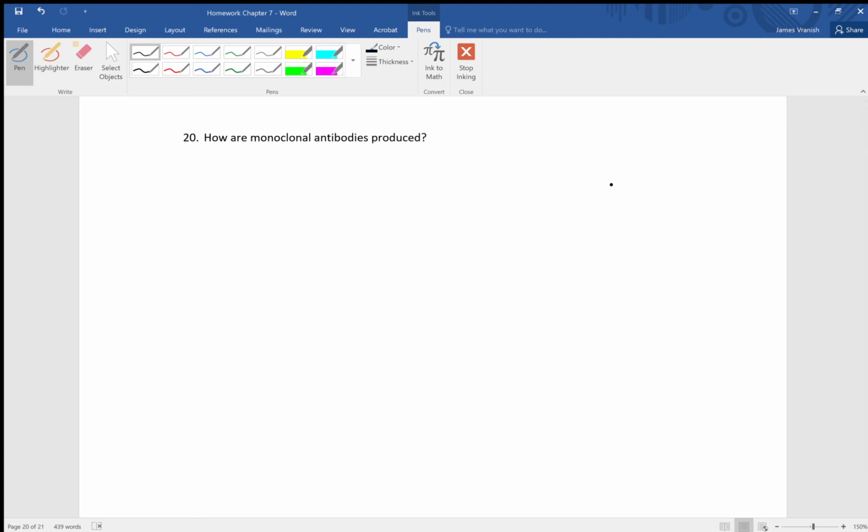Question 20 asks you, how are monoclonal antibodies produced? Well, the way they are produced is the antigen that you're interested in finding an antibody for is first injected into a host organism like a rabbit. At this point, then, hopefully some of the rabbit's B cells that are displaying antibodies will bind to your antigen and then begin to reproduce.